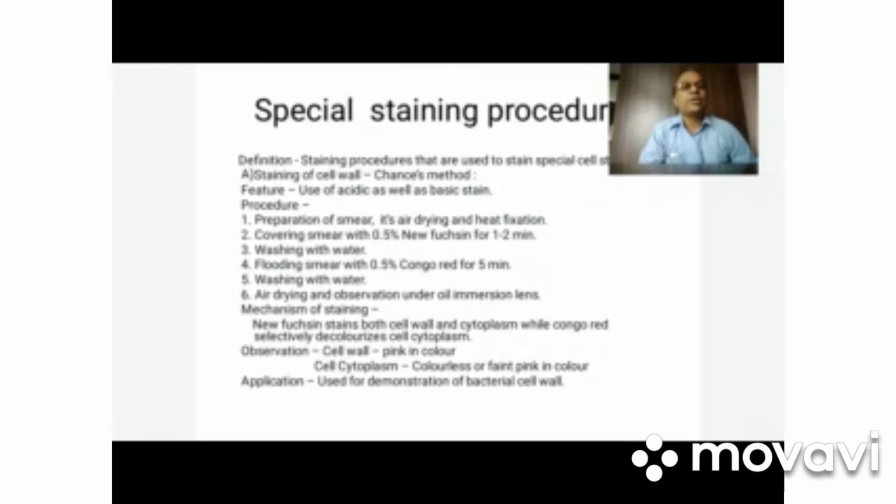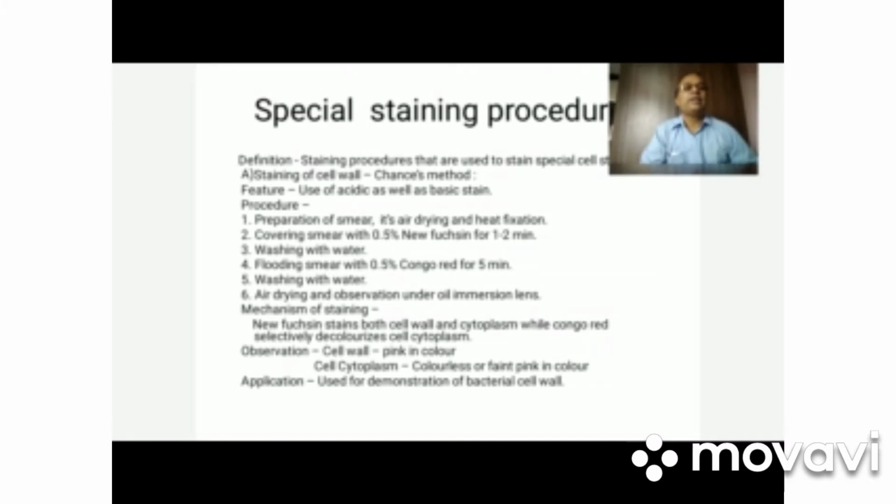And now we are going to discuss the last part of the topic stains and staining procedures. Under this we are going to discuss special staining procedures. As the name itself indicates, these are the staining procedures that are used to demonstrate special cell structures or cell parts. This will include the demonstration of anatomical parts of bacterial cells, for example cell wall, capsule, flagella and various constituents present in the cell cytoplasm, including nuclear material and the reserve food material.